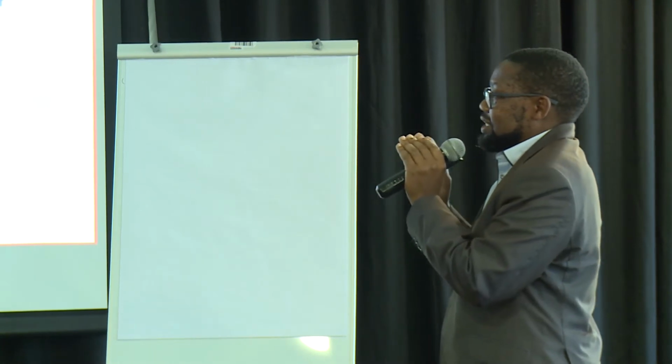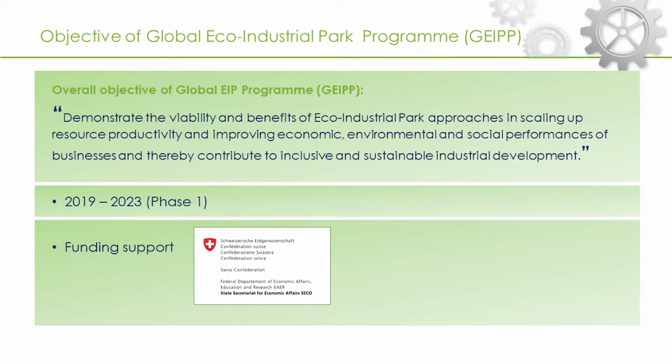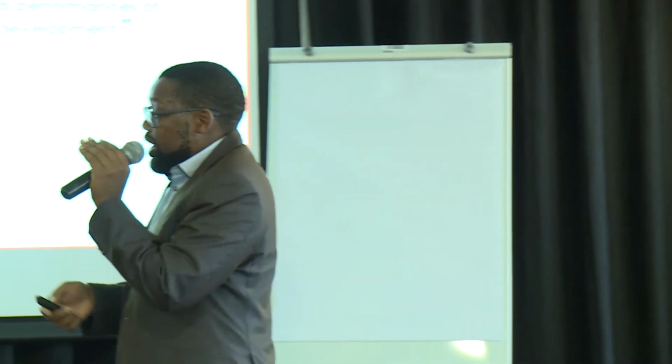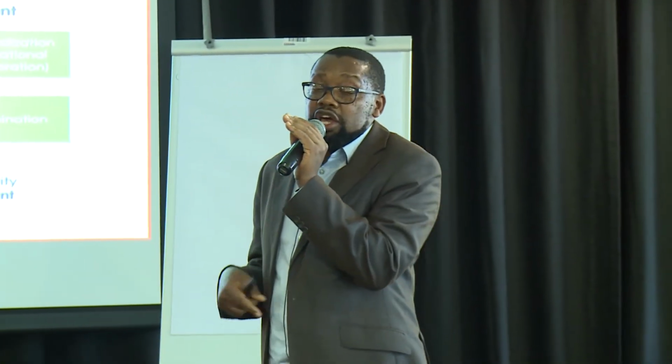The overall project objective is to demonstrate, as I said, the viability, and this has to come out clearly, of eco-industrial park approaches in scaling up resource productivity and improving economic, environmental, and social performances of businesses. This program started in 2020 and will run up to 2023, that's when we shall be ending. And when we end, we are looking forward to seeing how we can take it up as a country going forward. The Global EcoIndustrial Parks program is running in 7 countries, of which in Africa we have South Africa and Egypt, and it has 2 project components.